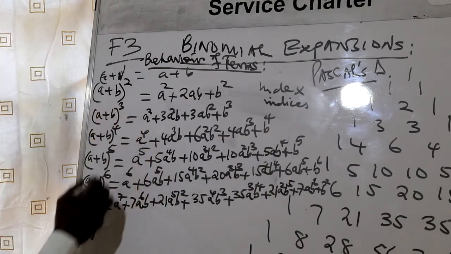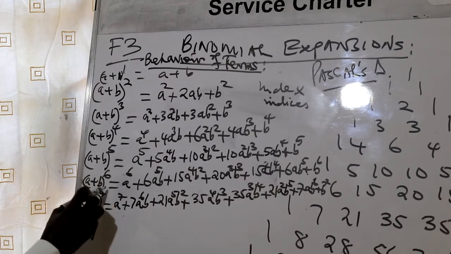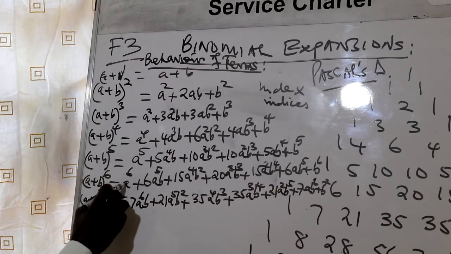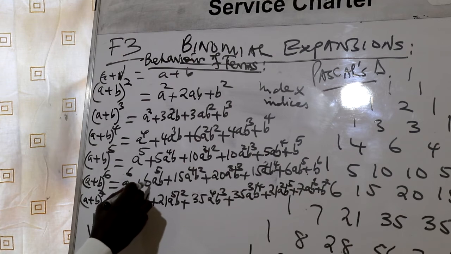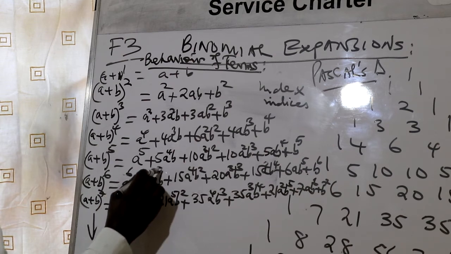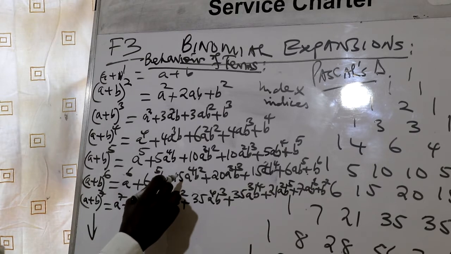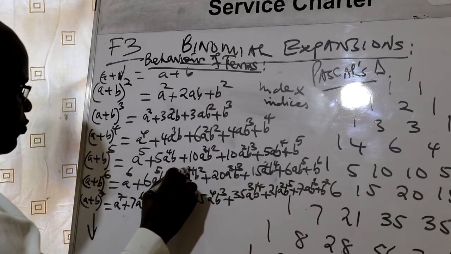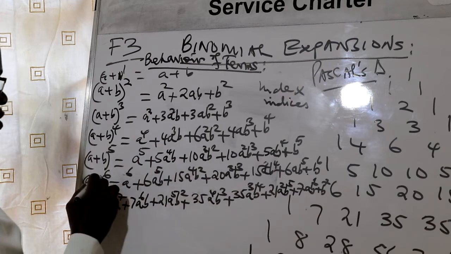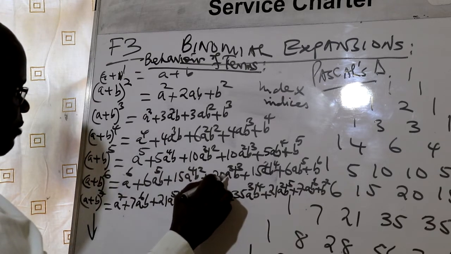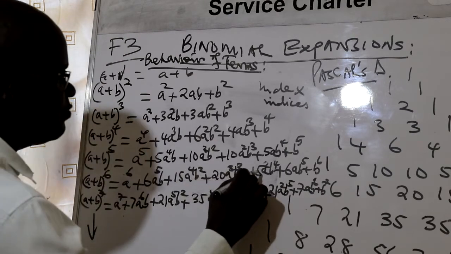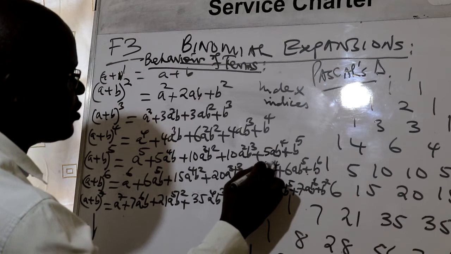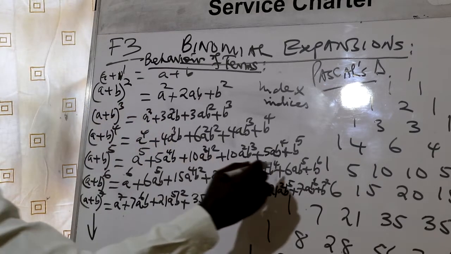Fifth term, A raised to 0, B raised to 4. The sum is 4. We can even pick raised to 6. A raised to 6, B raised to 0. The sum is 6, the external power. Second term, A is raised to 5, B is raised to 1. Sum 6. Third term, A is raised to 4, B is raised to 2. Sum 6. Fourth term, A is raised to 3, B is raised to 3. Sum 6. Fifth term, A is raised to 2, B is raised to 4, sum 6. Like that, until you finish.